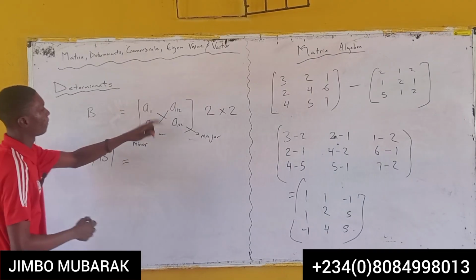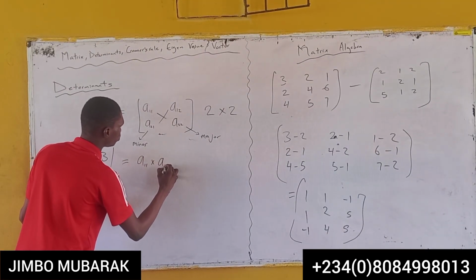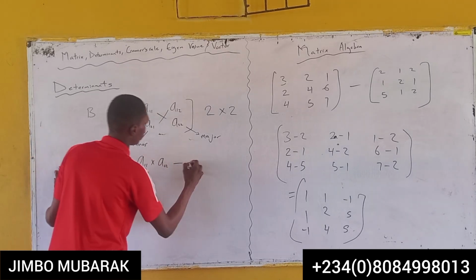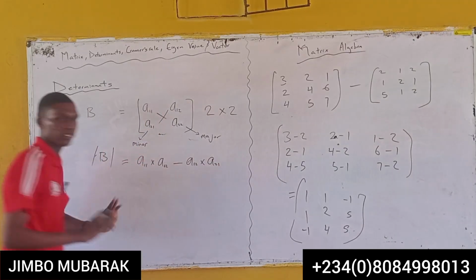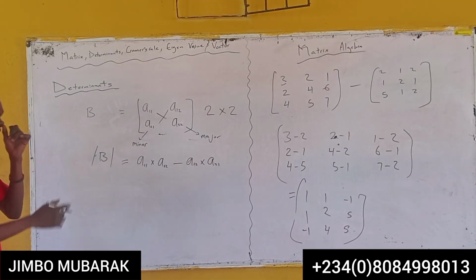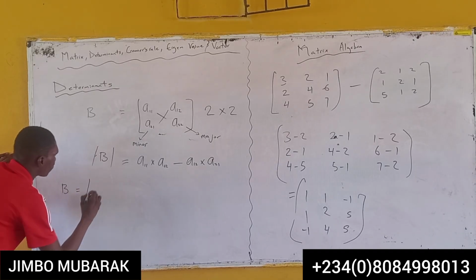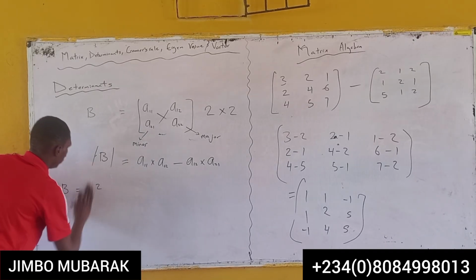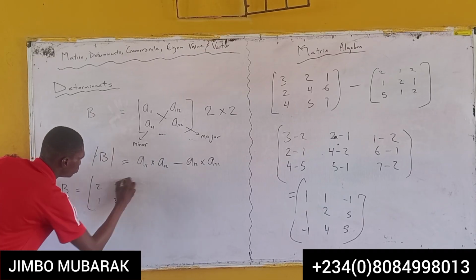So that will be what? A11 times A22 minus A12 times A21. Alright, simple. Then you get your answer. So let's take a value. So we have B to be equals to 2, 3, 1, 2.